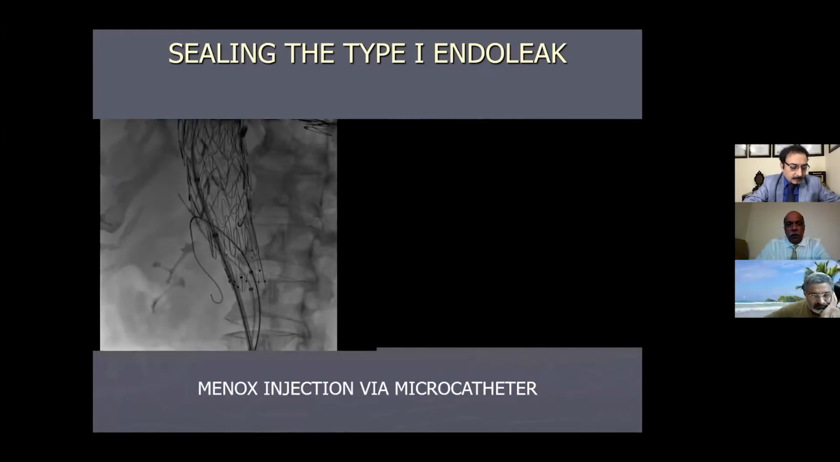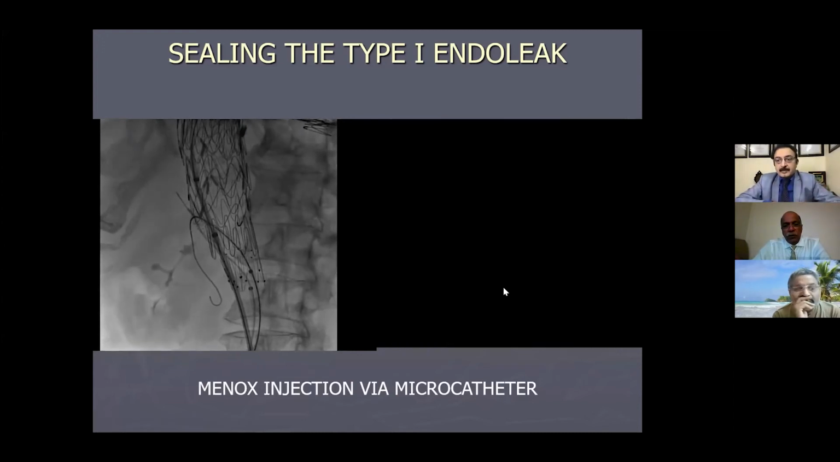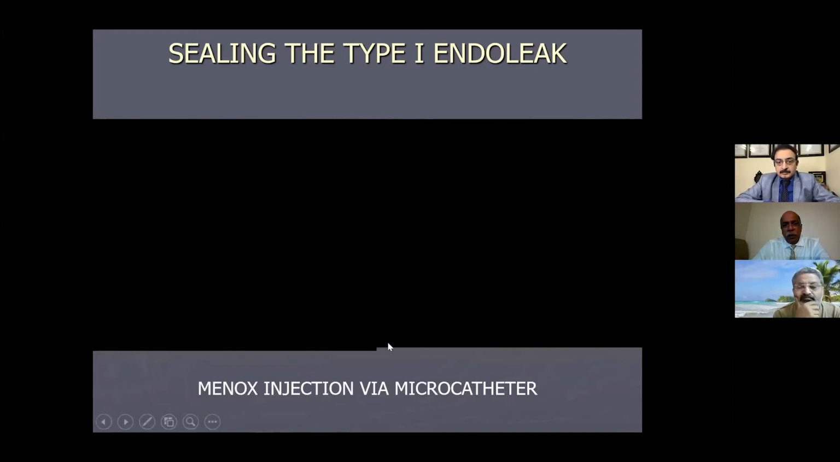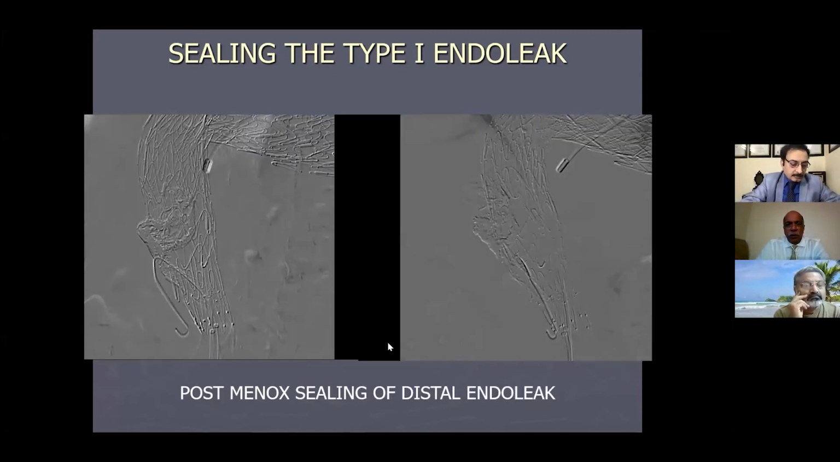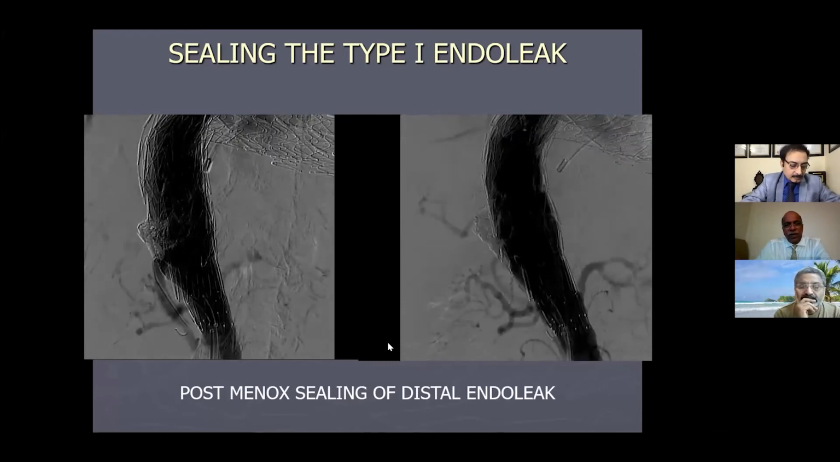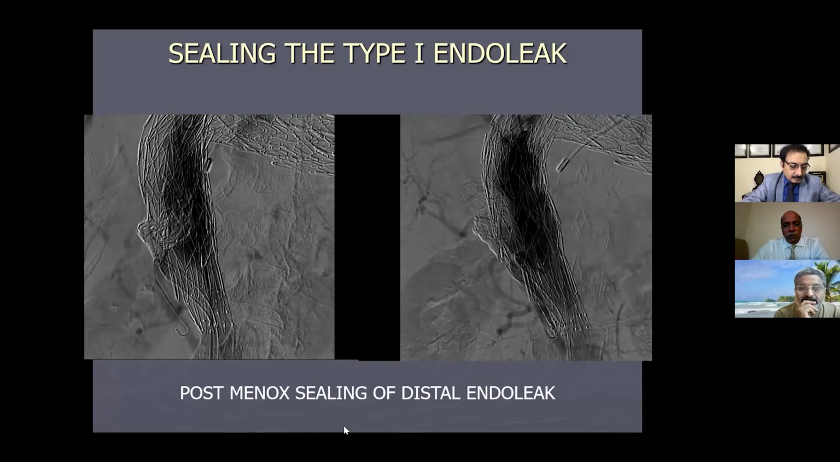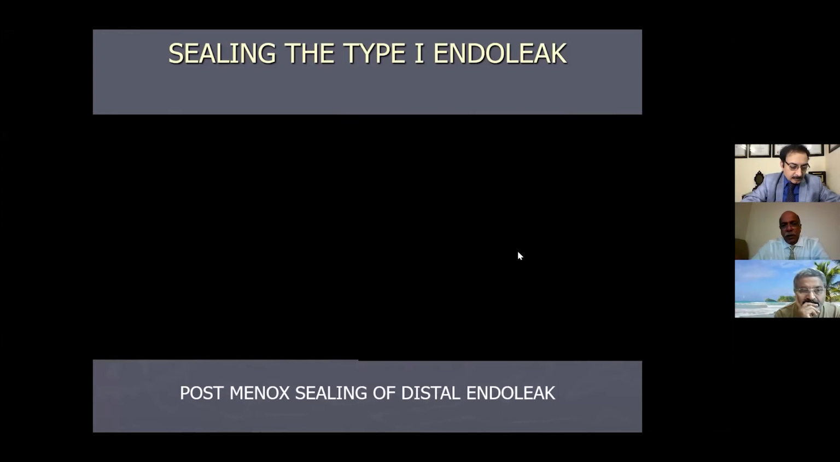So finally, we went into the endoleak. And if you see, you can see this microcatheter here, through which we are injecting Onyx, which is a glue. And simultaneously, we are inflating the balloon so that there is no leak going down into the distal abdominal aorta. Once we do that, we seem to have a completely good seal for the type 1B endoleak.